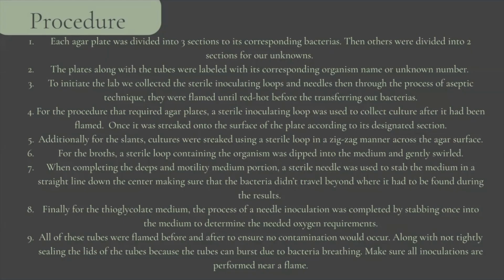For the agar plates, we used an inoculating loop. For the slants, we used a sterile loop in a zigzag manner. For the broths, we used a sterile loop and gently swirled it. Then for the deeps and motility medium, a sterile needle was used to stab the medium along the line in the middle. And for the thioglycolate medium, the needle was used to inoculate. Meanwhile, we stayed close to the Bunsen burner.